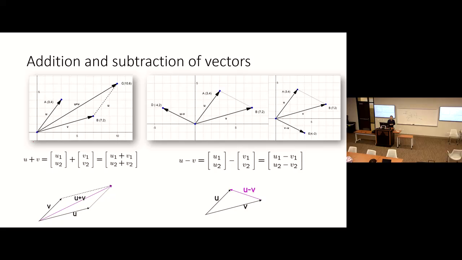So this demonstrates the geometric interpretation of addition and subtraction of two vectors. If you have vector A and B, A is in the position 3, 4, and B is in the position 7, 2. This is written in a column, in the vertical vector form. So you have one vector, another, you add them up.